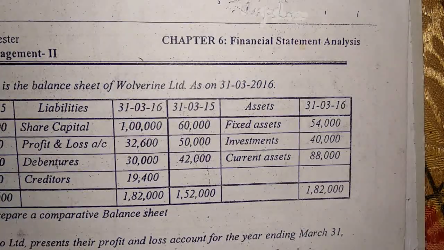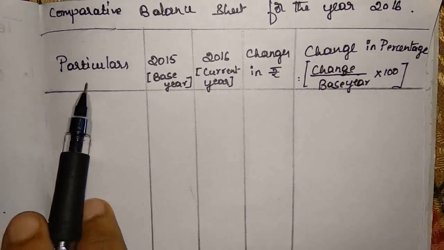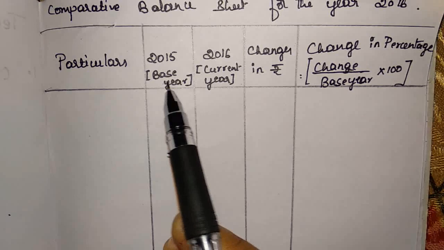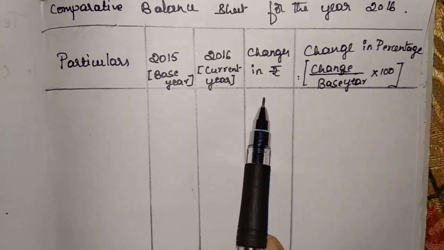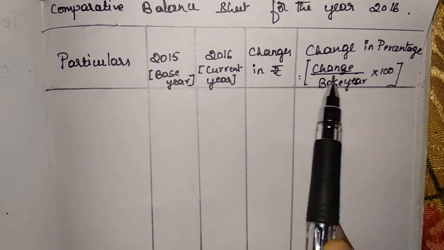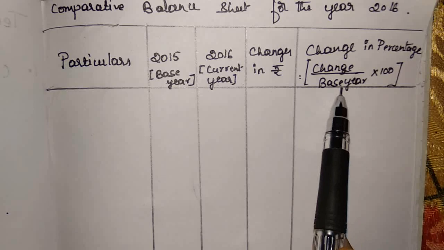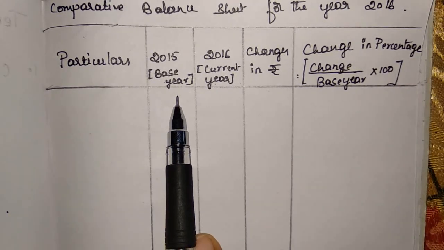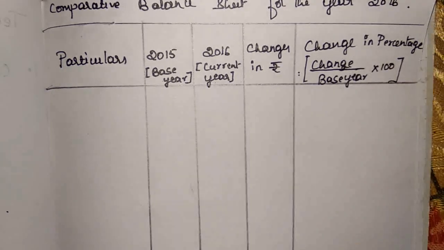Let's solve this problem. This is the format. Particulars, 2015, it's the base year. 2016, current year information you have to write, and what is the change in rupees and change in percentage. That is, change in rupees, this amount you have to write, divided by the base year amount of the component, into 100, so that you will get change in percentage.